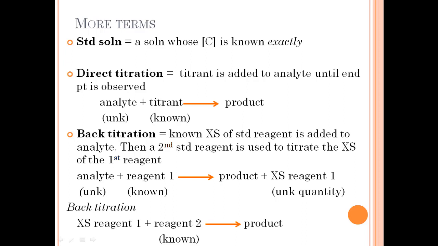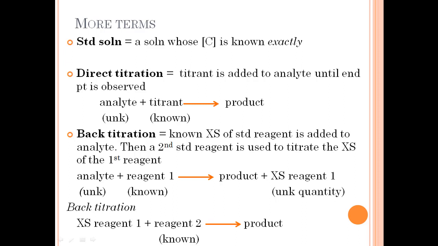What's a direct titration? Well, that's pretty easy because that's the normal titration that everyone is exposed to first. A titrant is added to the analyte until an endpoint is observed. So you have your unknown, which is your analyte, you have your titrant, which is in the burette, and that's your known, and you get a product. Once that titration is complete, you can calculate anything you need about your analyte.